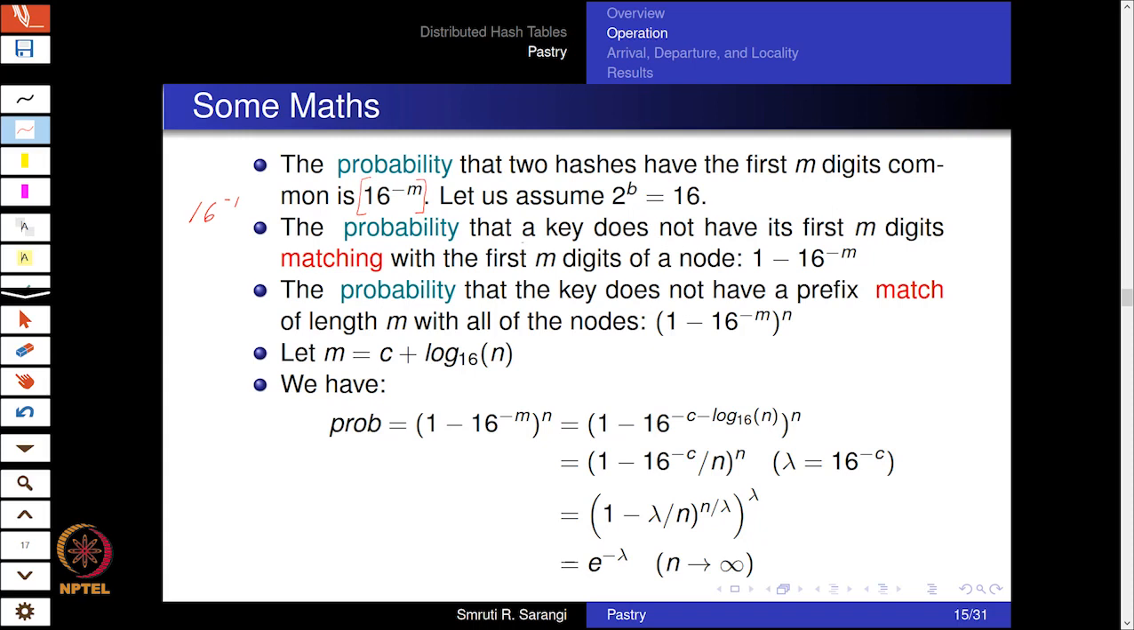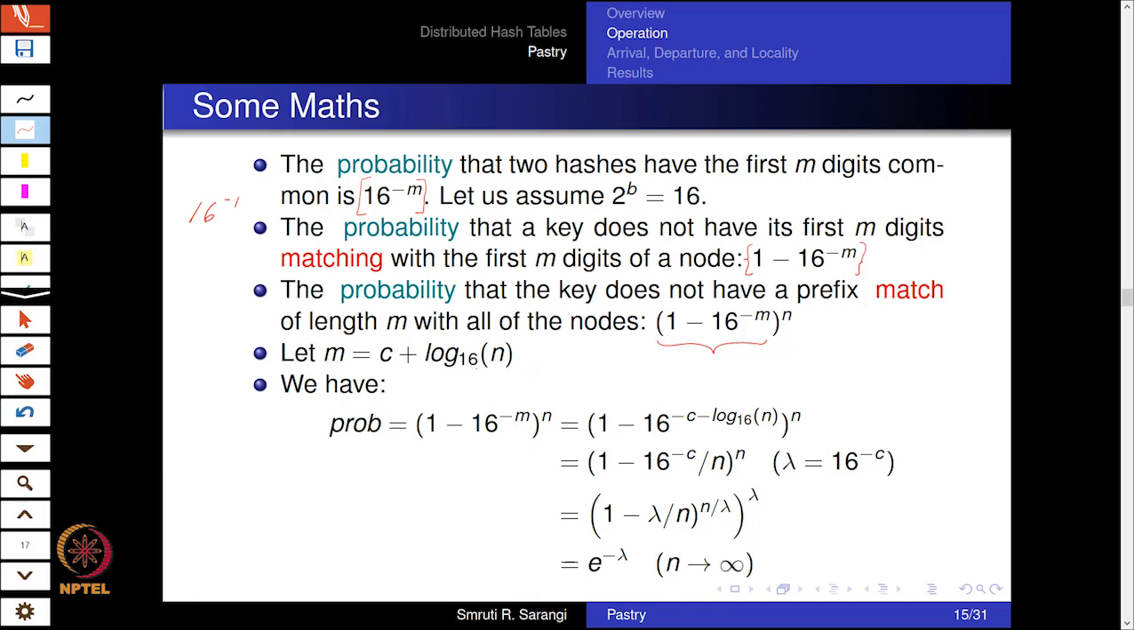The probability that a key does not have its first m digits matching with the first m digits of a node is essentially 1 minus 16 to the power minus m. The probability that the key does not have a prefix match of length m with any of the nodes in the system, assuming there are n nodes, is essentially 1 minus 16 to the power minus m, for each node. Given that these are independent events, they get multiplied, so it is this number to the power n.